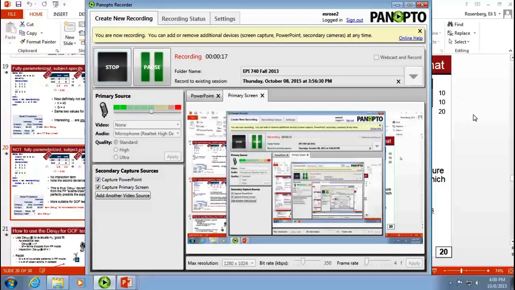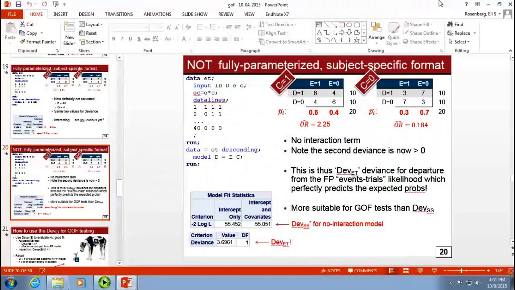We're gonna finish up goodness of fit today, and then we're gonna move on to ROC curves, which is related but not related. And so we're gonna have to talk about how goodness of fit and model discrimination are related and different. And we'll work through that. It'll be fun, I promise.